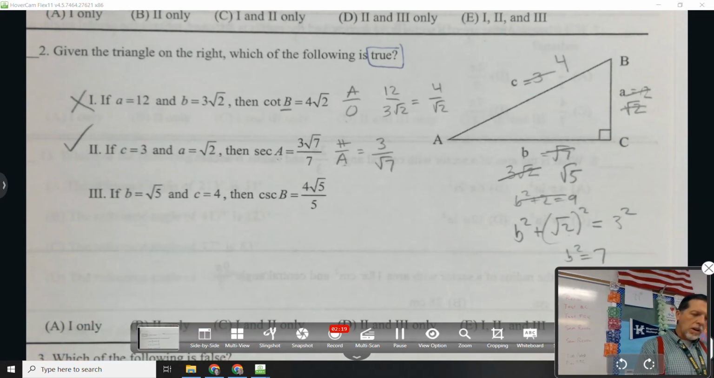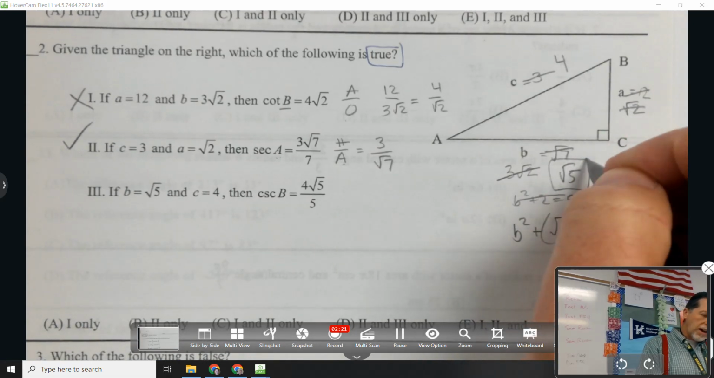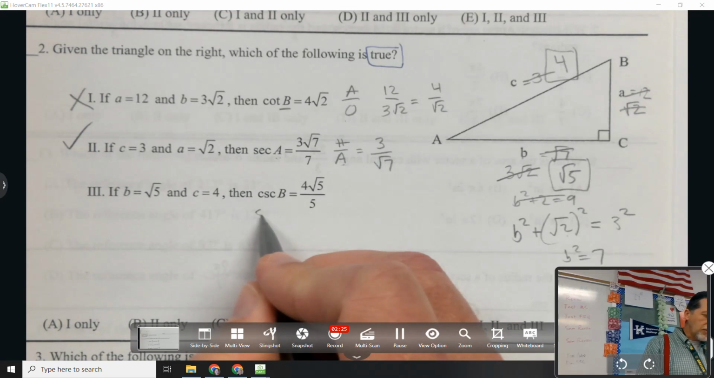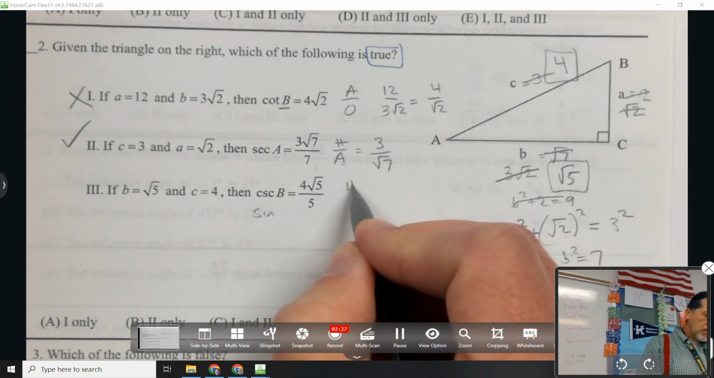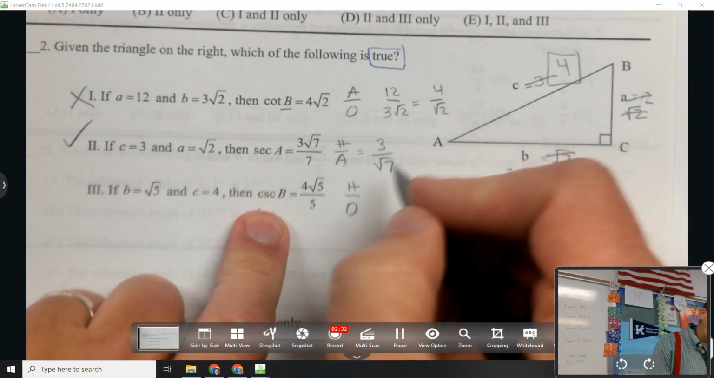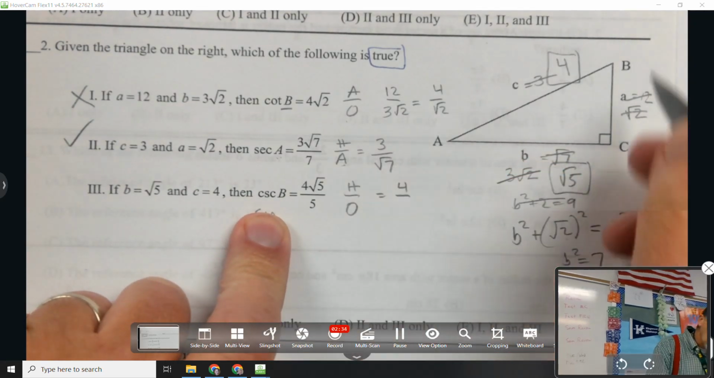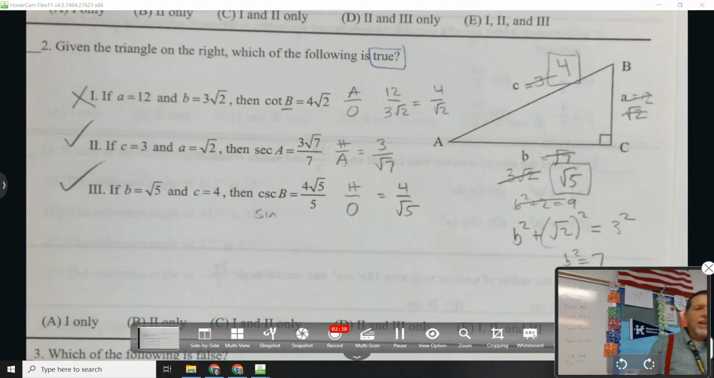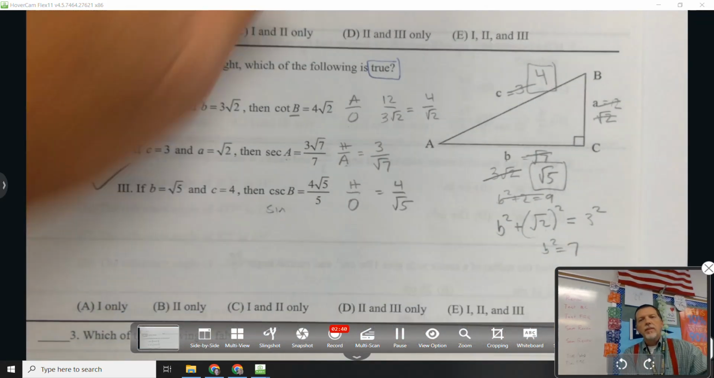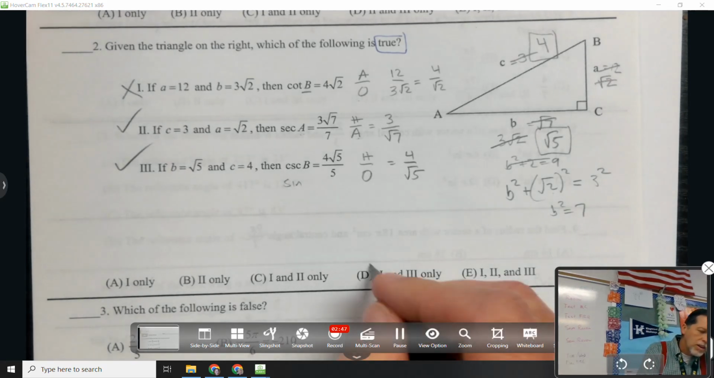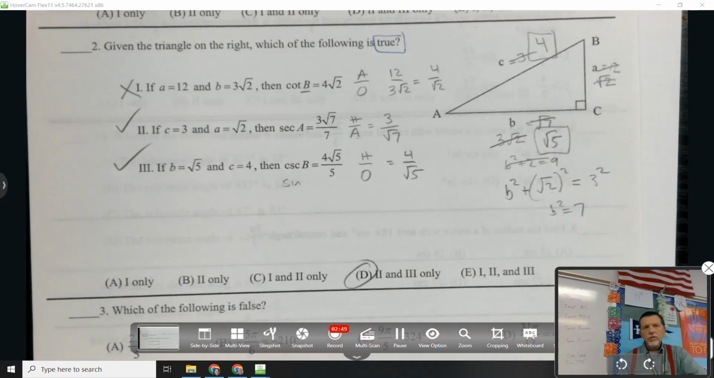Back to statement 3. B is the square root of 5. C is 4. Cosecant is the flip of sine. So hypotenuse over opposite of B, so this is 4 over square root of 5. So we fix it and number 3 is right. So that's kind of the lengthy problem there because you had to work 3 problems to get your answers, but 2 and 3 are the true statements.